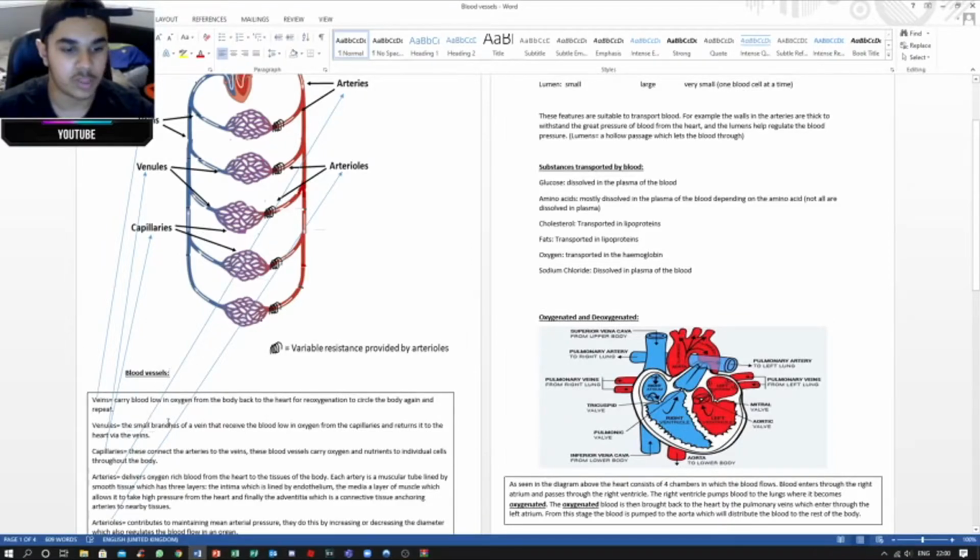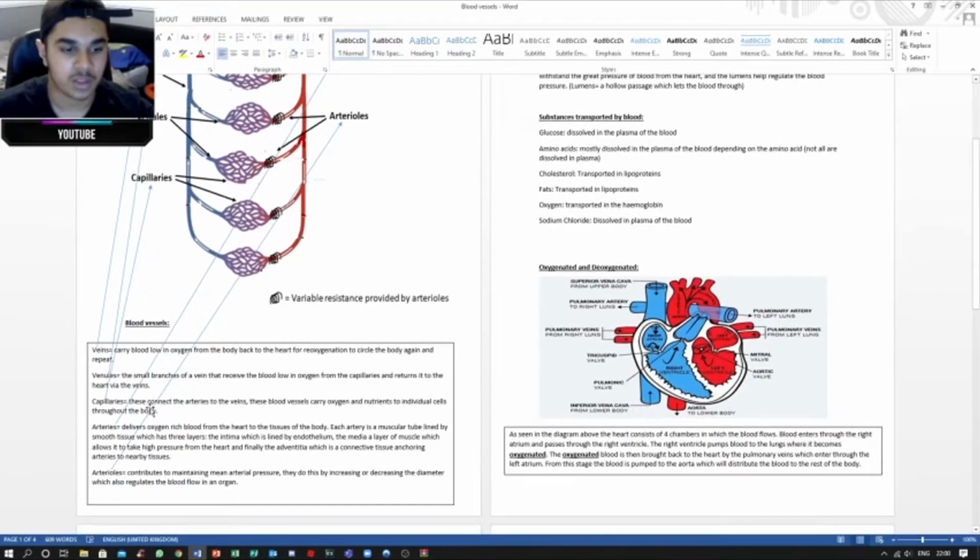The venules are small branches of a vein that receive blood, which is also low in oxygen, from the capillaries and return it to the heart via the veins. Capillaries. These connect the arteries to the veins. These blood vessels carry oxygen and nutrients to individual cells throughout the body. Arteries. These arteries deliver oxygen-rich blood to the heart and to tissues around the body.